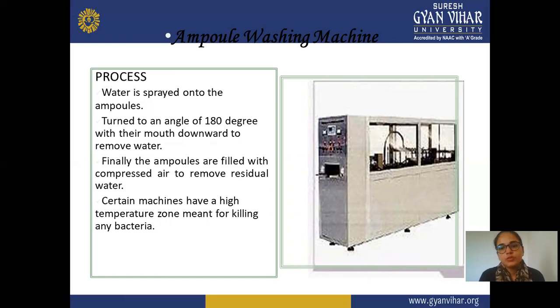Next is the ampoule washing machine. This machine is not used for packing; it is used for washing ampoules. In the process, water is sprayed onto the ampoules, which are turned through an angle of 180 degrees with their mouths down to remove the water. So you spray water onto the ampoules, and then they are turned mouth downward to drain the water, at an angle of approximately 180 degrees.